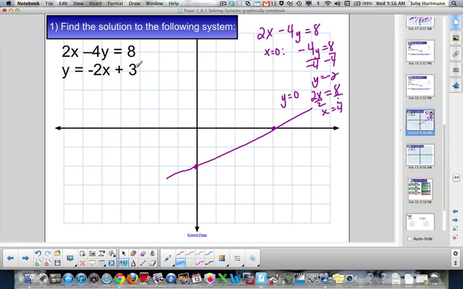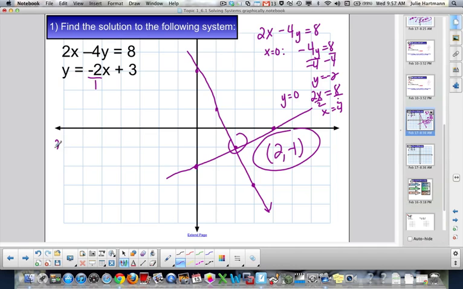All right, my second one, y-intercept is 3. Slope is negative 2 over 1, so down 2 over 1, down 2 over 1. And we graph that line. All right there, that is the point 2, negative 1. So 2, negative 1 is my solution.